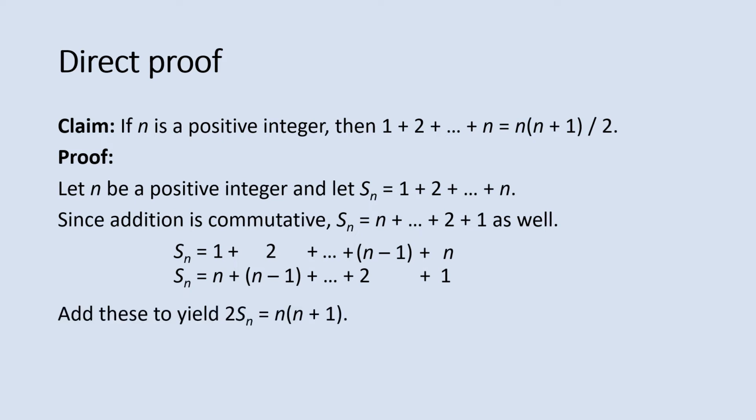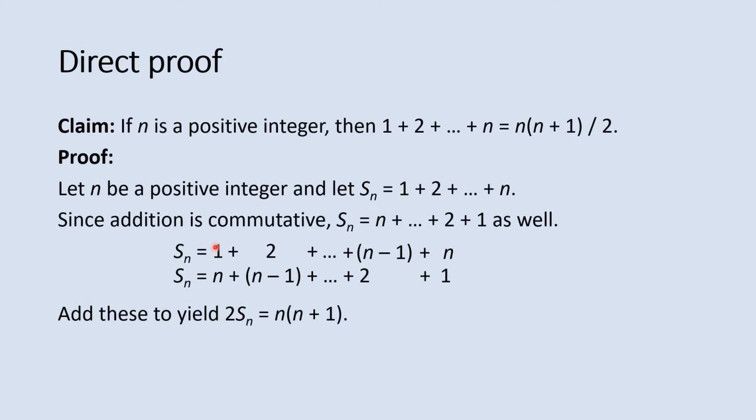If we add these together, on the left-hand side, we get 2 times s. On the right-hand side, looking at each portion separated by plus signs, we have n plus 1 right here. Then here we have n minus 1 plus 2, which is also n plus 1. Work your way down through each one of these, and we can see that each portion adds up to be n plus 1.